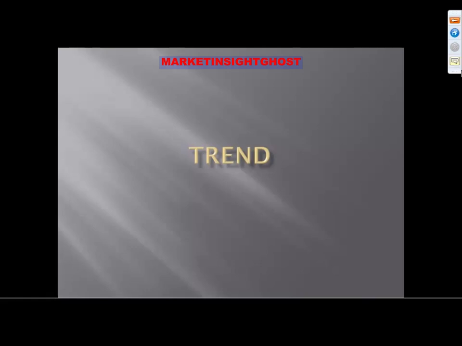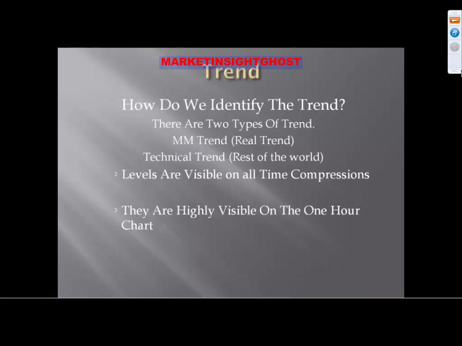How do we identify the trend? We know there's two types of trends. There's the retail trader trend, what he wants you to see. There's the technical trend, what the rest of the world is looking at. The market makers perpetuate the technical trend and make you see it. They validate those signals on purpose. It's a dirty business, man, but that's what they do.